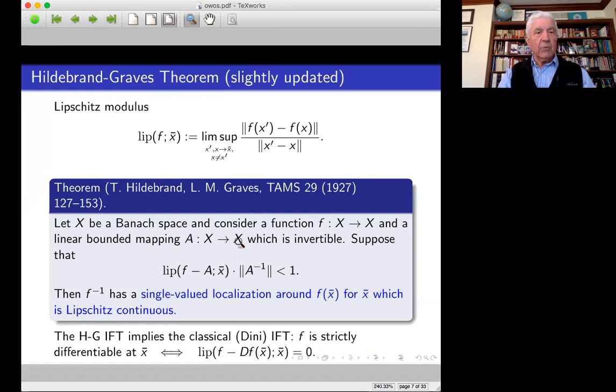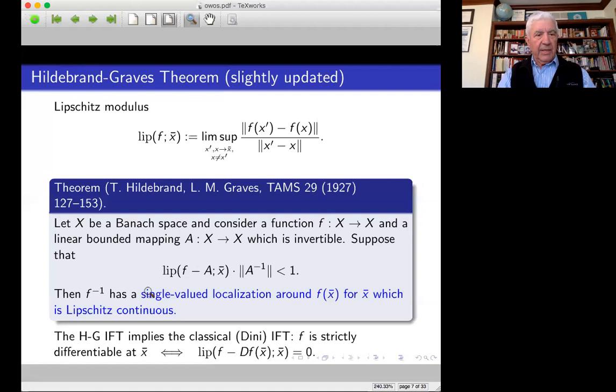And the conclusion, so what is the Lipschitz modulus? So here's the definition of the Lipschitz modulus. This is something quite standard nowadays. This is just the lim sup of this ratio here, which is basically something which is a bound from below of all Lipschitz constants of this function.